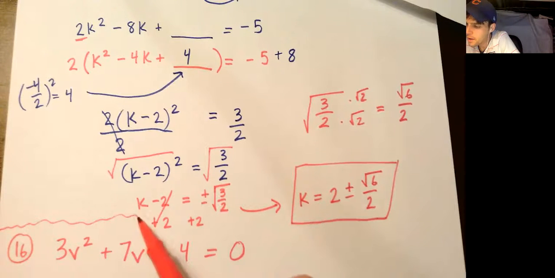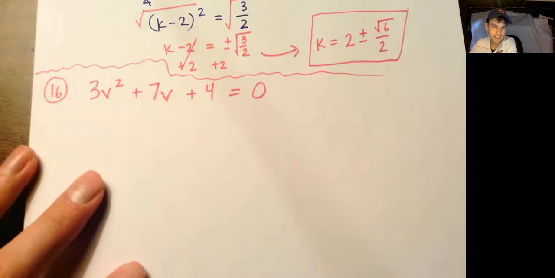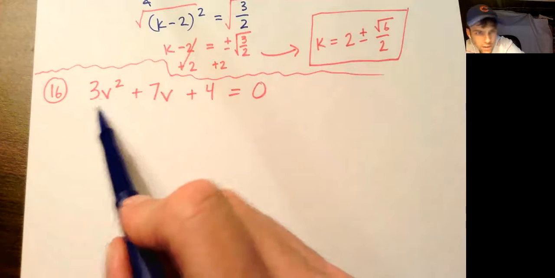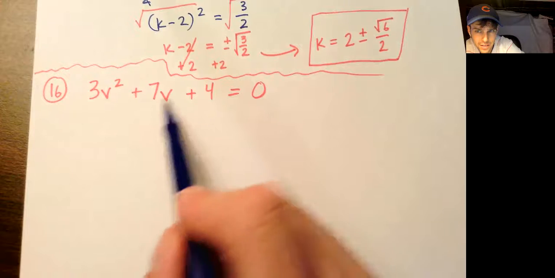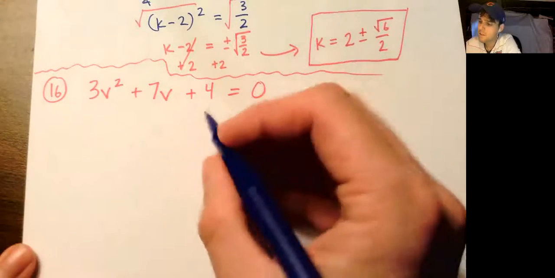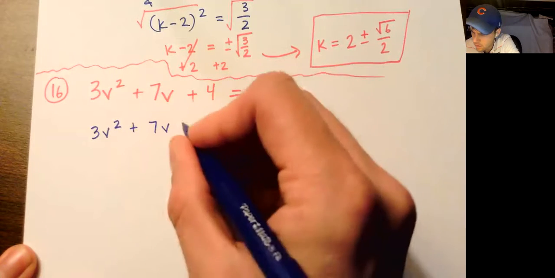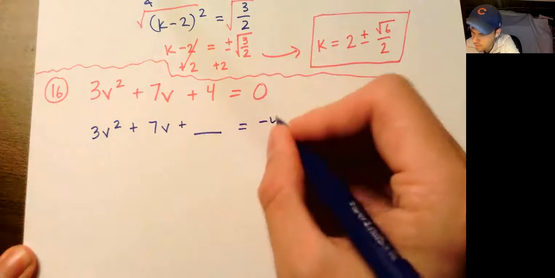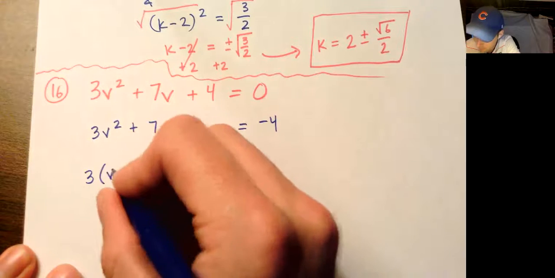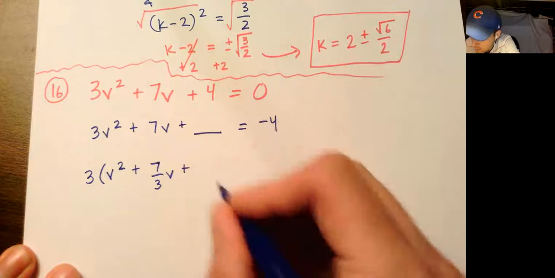All right, final one. Aren't these so much fun? We have this one right here. As you can see, leading coefficient of 3 and then a 7v for this. That's going to be beautiful when we have to factor it out of 3 and everything. But starting out, I'm going to move that 4 over. Okay, now I'm going to factor out the 3. Seven over 3v something.